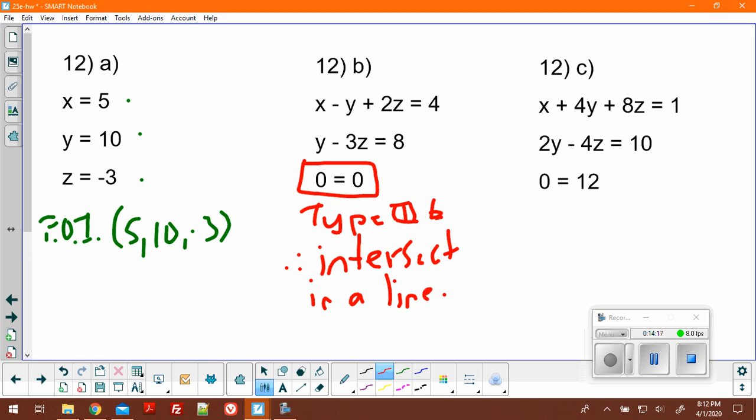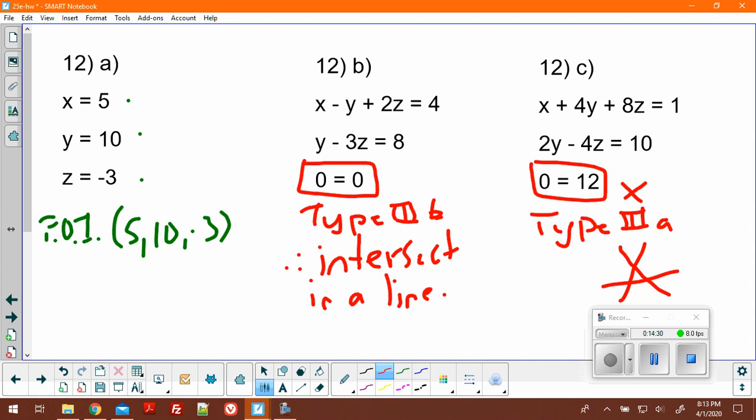Okay, for C, I got to 0 equals 12. That's the kind that doesn't make any sense, so this is most likely type 3A. That's when they meet in kind of that triangle formation. So that's what they were getting you to look at here: my answer was a point. 0 equals 0 means that they intersect in a line, so it must have been type 3B. 0 equals 12 is that situation where you have type 3A. All right.